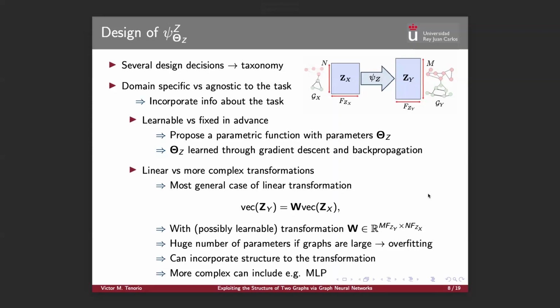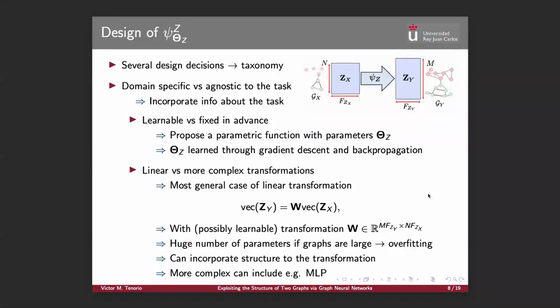The last design choice I'm going to propose is, are we dealing with a linear transformation or some kind of more complex transformation? Just in this case, it is to think about the complexity of this step. In the linear case, the most general case, we will have to work with the vectorized version of the embeddings, but we will have here a huge matrix. Why? Because f set y is the size of these embeddings, and f set x is the size of the set x embeddings. And this can be designed.